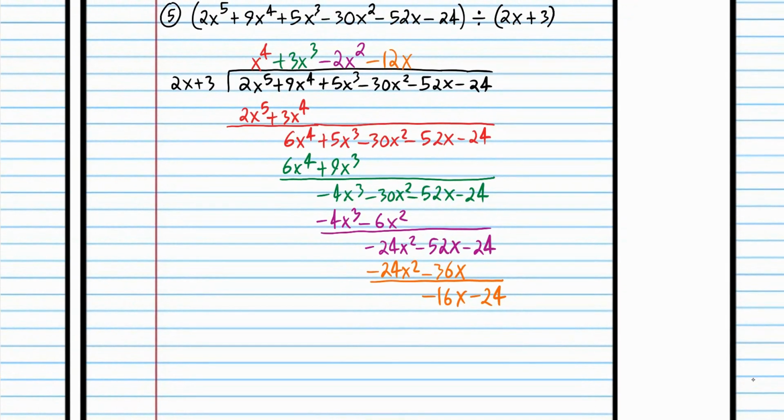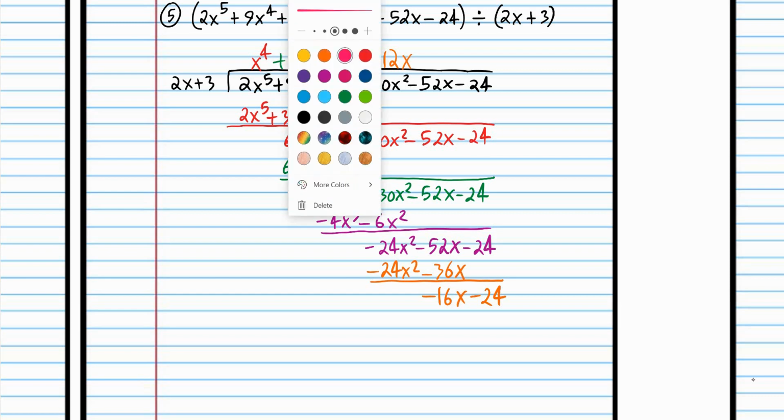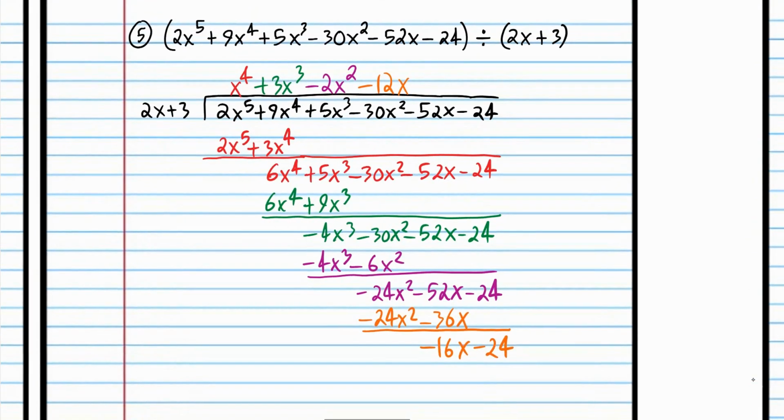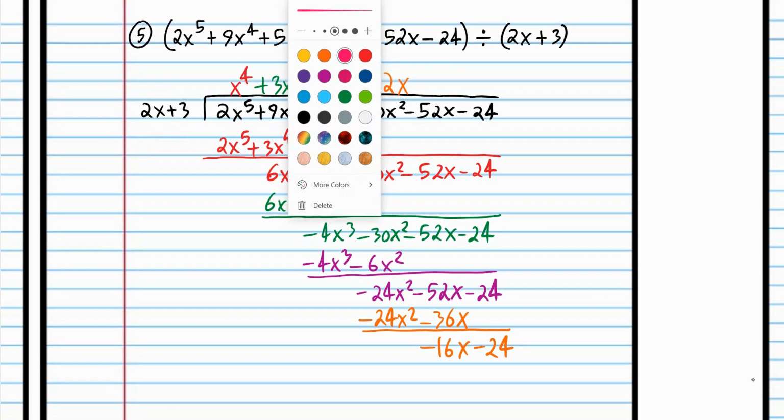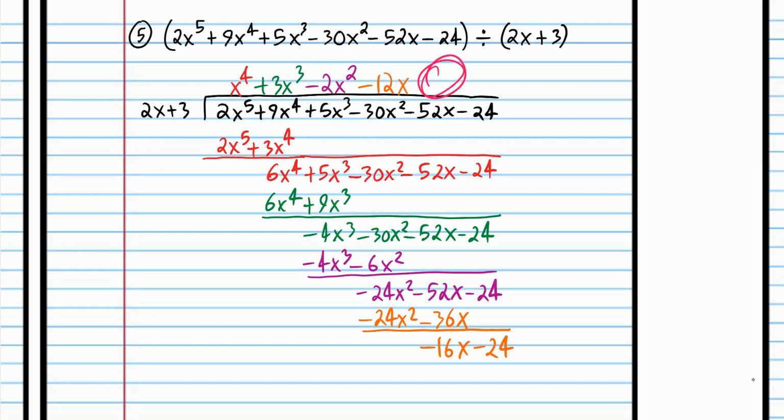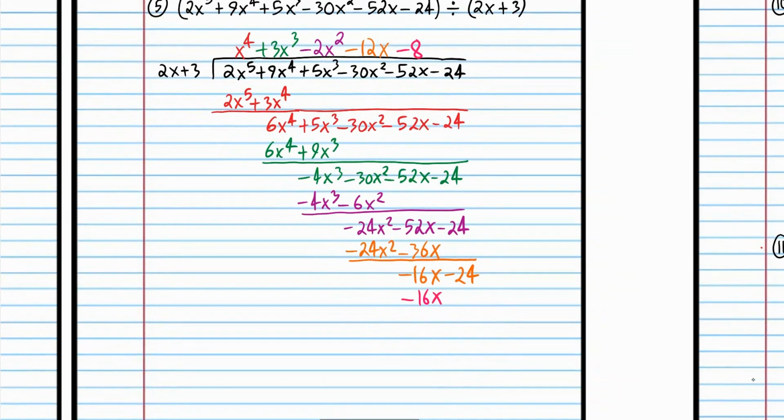So now we're done with cycle number 4, and so we're on to cycle number 5. So again, same process. The first term in the divisor times what is equal to the first term in the remainder. And the answer is negative 8, because negative 8 times 2x is negative 16x. That's the same number we got down here. And negative 8 times 3 is negative 24.